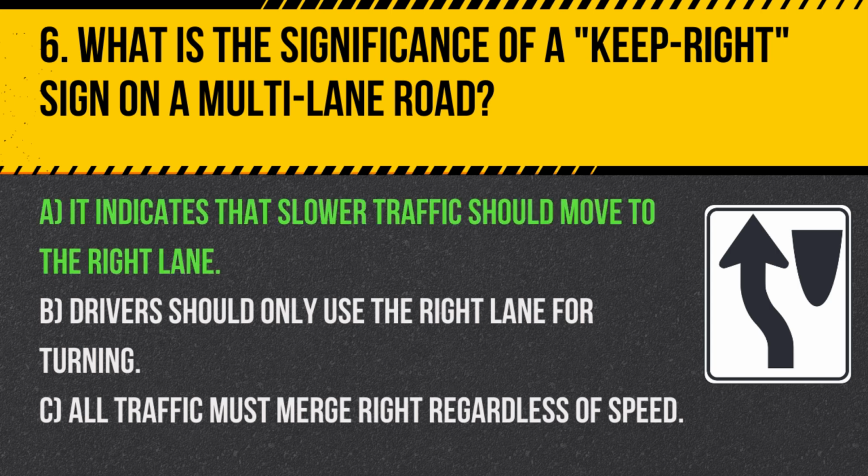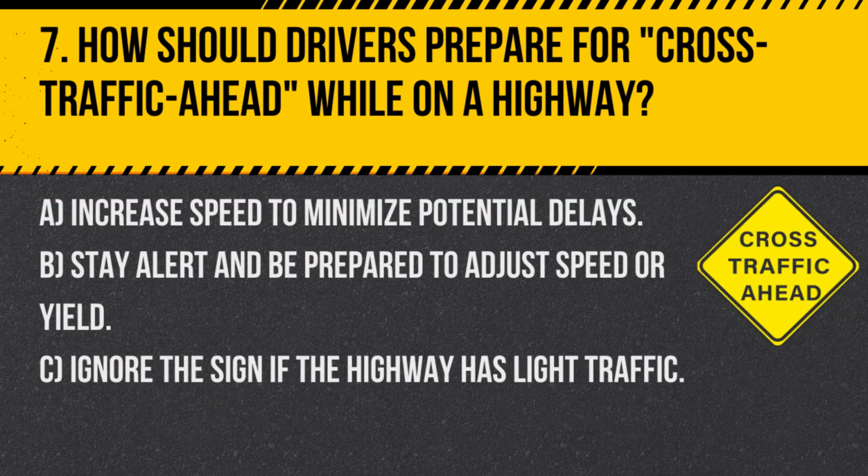Answer: A. It indicates that slower traffic should move to the right lane, allowing faster traffic to pass on the left. Question 7. How should drivers prepare for cross-traffic ahead while on a highway?